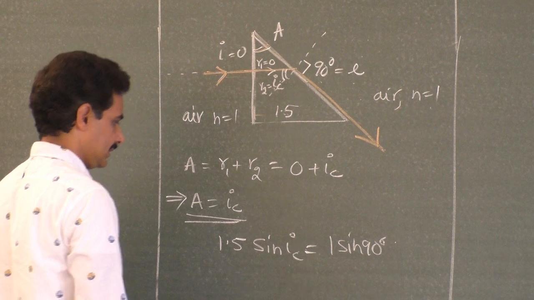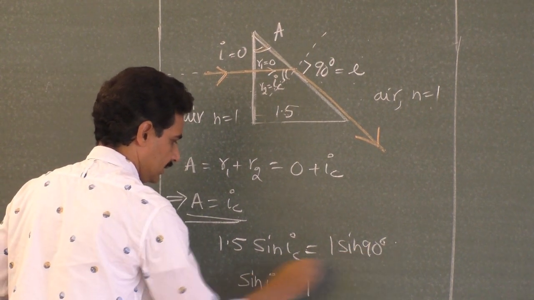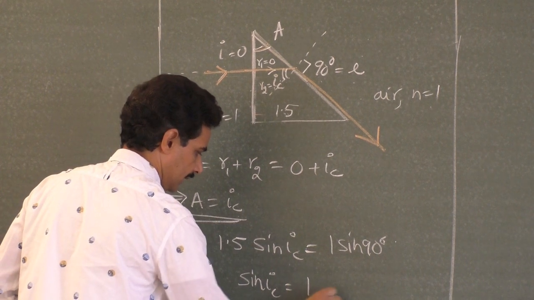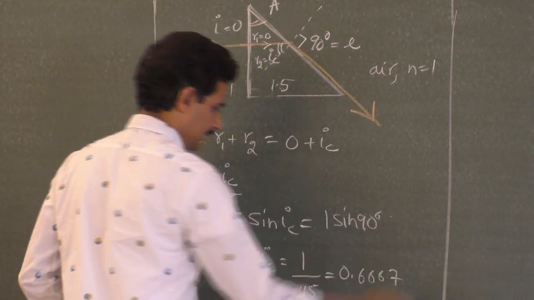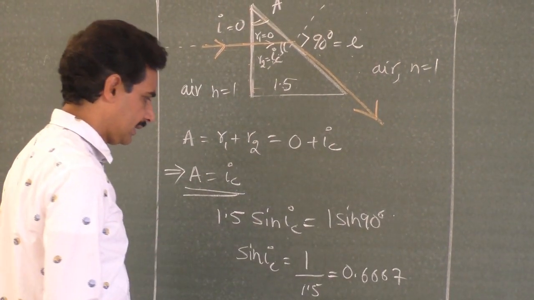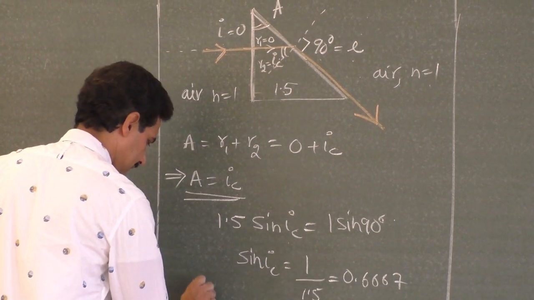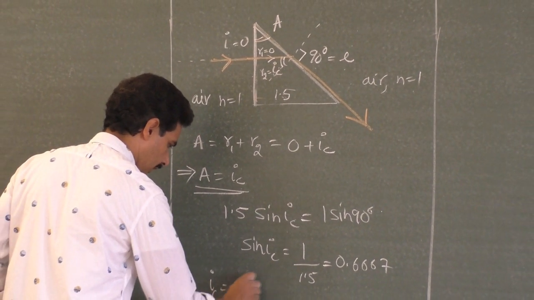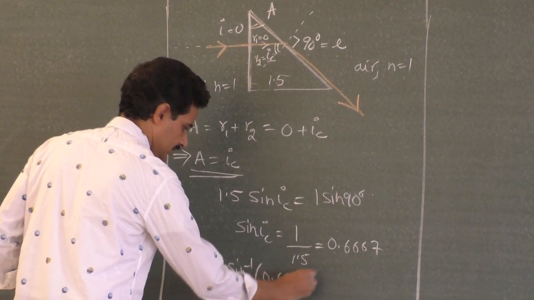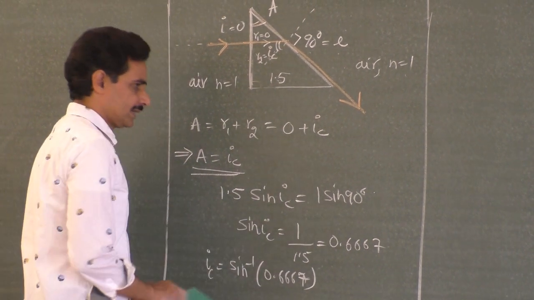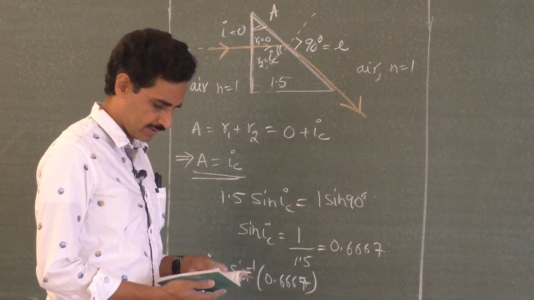So what is sin ic? Sin ic is equal to sin 90, which is 1, by 1.5, and this is 0.6667, I think. Okay, then what is ic? ic is equal to sine inverse of 0.6667. Now you have to go in search of 0.6667. What is the answer? It should be 41 degrees, something like that. Let us see whether our answer is correct or not.